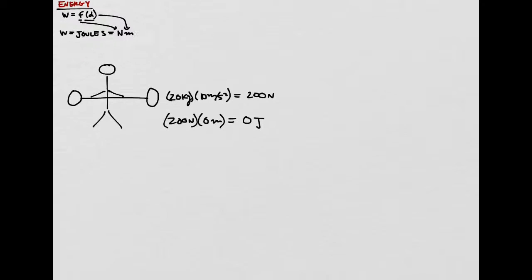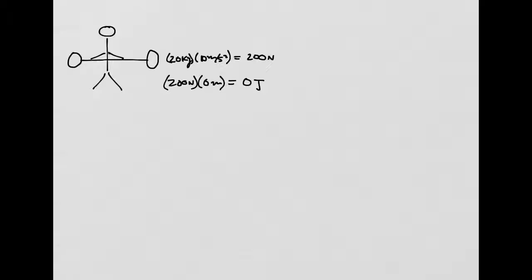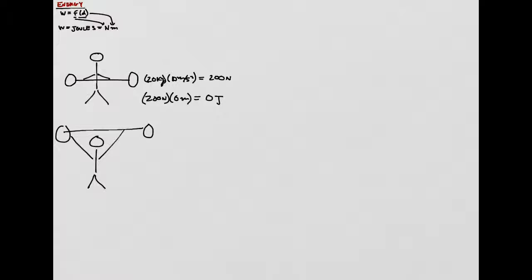So let's go from here to talking about this same weightlifter, if she picks this barbell up from the ground and raises it over her head. Now our weightlifter has done some work on this barbell. She has lifted it a distance. Let's say this distance is 1 meter. This barbell still weighs 200 newtons. So 200 newtons times 1 meter is equal to 200 joules of work to lift this barbell up over her head.